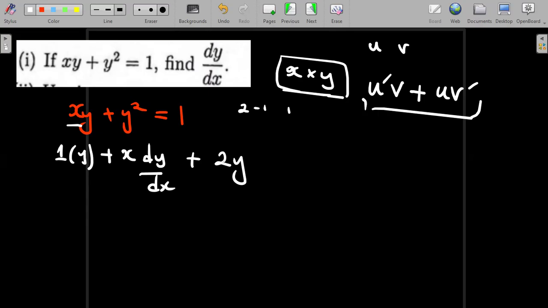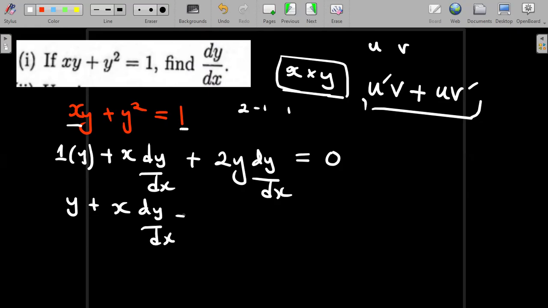So remember it's with respect to x. So you put your dy/dx like that. Then you differentiate a constant on this other end, you just get 0. So here, meaning we'll have y. If you write this like this, y plus x dy/dx plus 2y dy/dx is equal to 0.